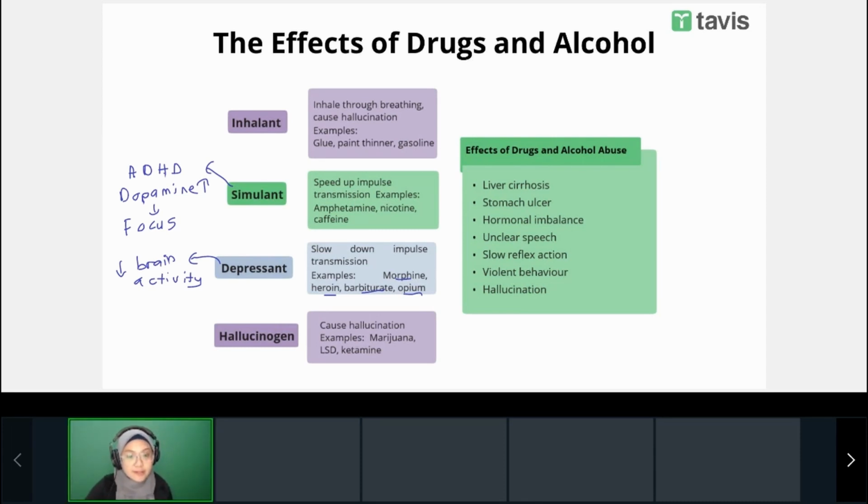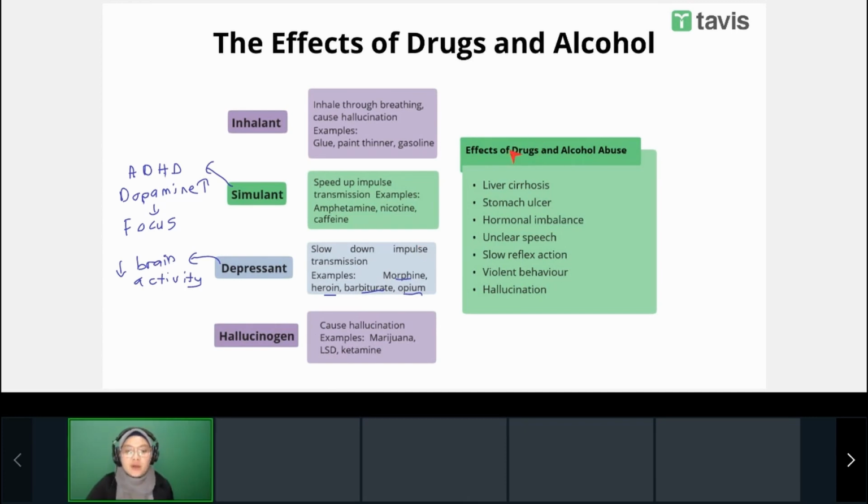The last type of drug is hallucinogen. Examples of hallucinogens: marijuana, LSD, and ketamine. LSD is lysergic acid diethylamide. Hallucinogens cause hallucination. They modulate the activity of the neurotransmitters in the brain.